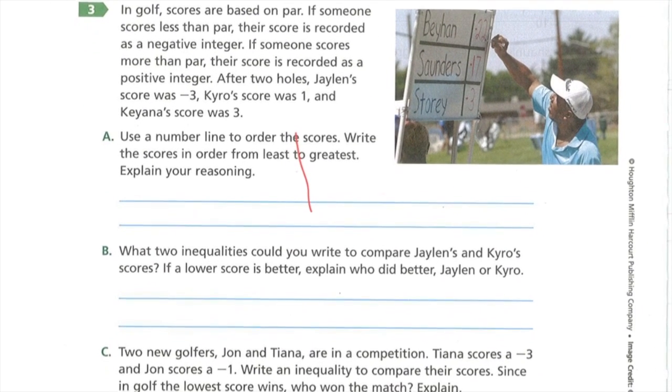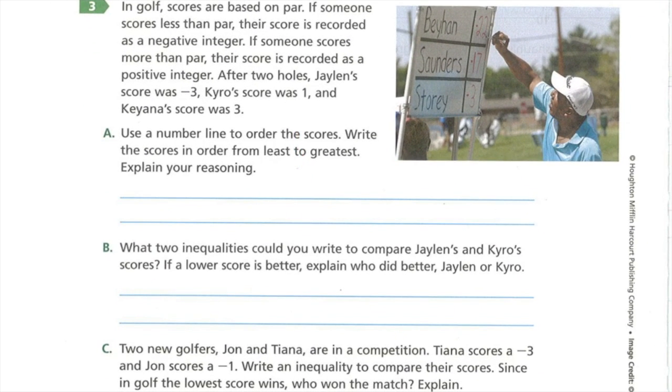In golf, scores are based on par. If someone scores less than par, their score is recorded as a negative integer. If someone scores more than par, their score is recorded as a positive integer. After 2 holes, Jalen's score is -3, Cairo's score was 1, and Kayana's score is 3. Use a number line to order the scores. Write the scores in order from least to greatest. So I want you to go ahead and draw your number line off to the side and answer that question and then push play.